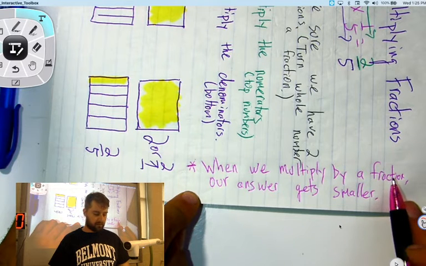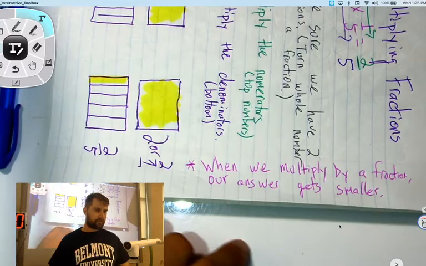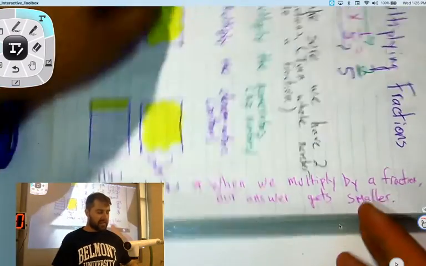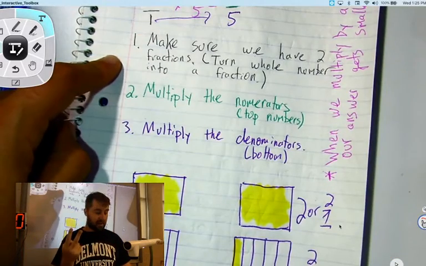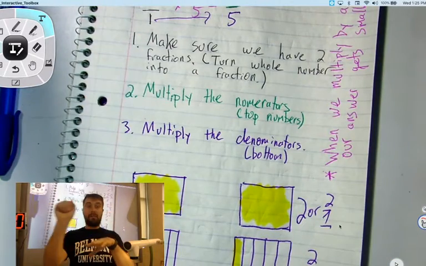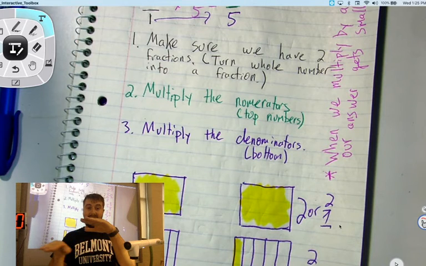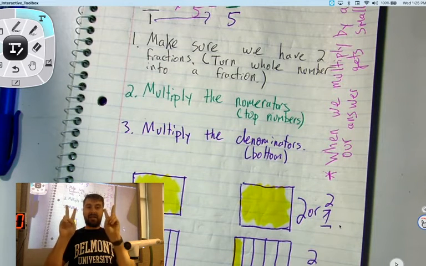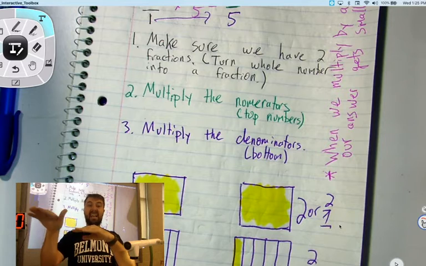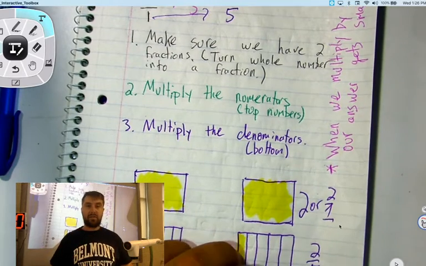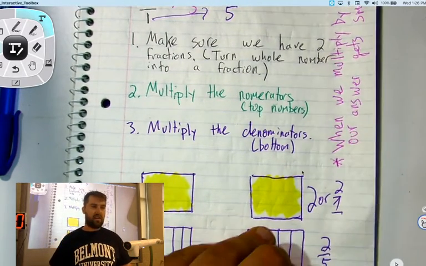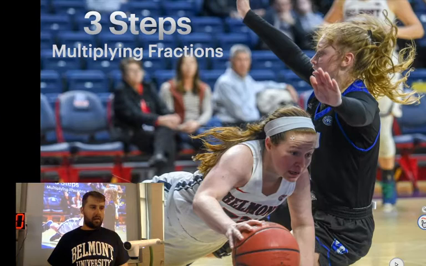Interesting. Okay. So now we have our 3 steps to multiply fractions. We make sure that we have 2 fractions, then we're going to multiply the numerator up top, and then the denominators on the bottom. So first is to make sure we have 2 fractions. Second, we multiply the numerators. And then we will multiply the denominators. Those are our 3 steps when we are multiplying fractions. Awesome. So now we know our 3 steps for multiplying fractions.